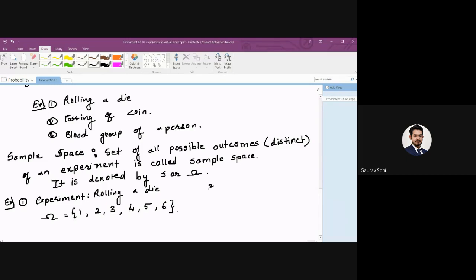Second example, tossing a coin twice. The outcomes are HH, HT, TH, and TT.